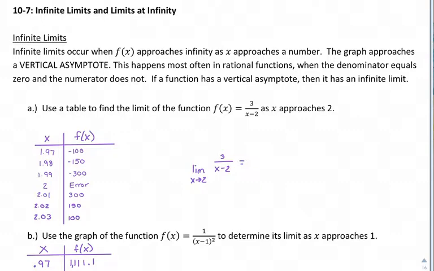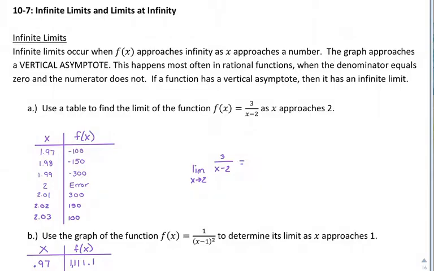This happens most often in rational functions when the denominator equals 0 and the numerator does not. If a function has a vertical asymptote, then it has an infinite limit. So the first one is using a table to find the limit of the function f of x equals 3 over x minus 2 as x approaches 2.